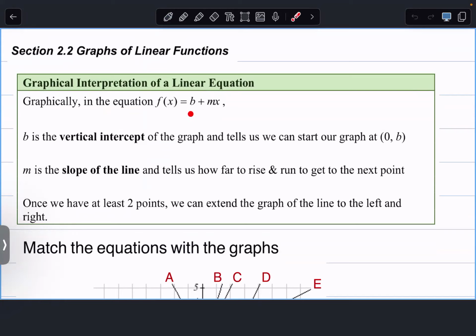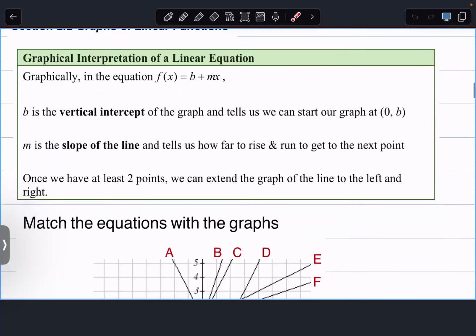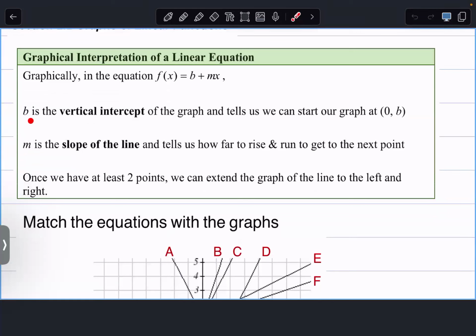If we have y equals mx plus b, or f of x is b plus mx, right? It's your job to recognize that this is just a straight line. There's just one input of x, a slope and an intercept and an output, right? That makes it a straight line. We know already that b is the vertical intercept, so the y-intercept of the graph, and it tells us we can quote unquote start our graph at (0, b), right?